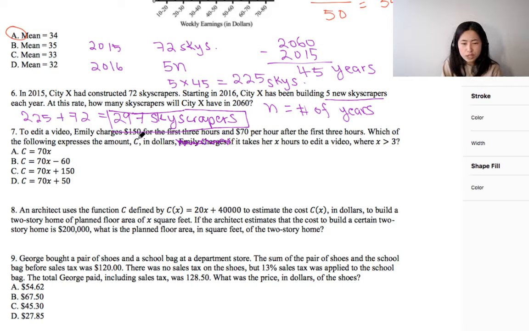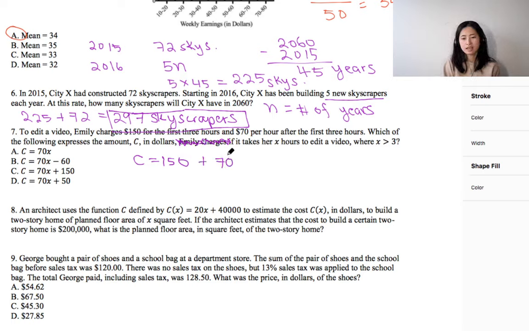Okay, so because they're saying that it's $150 for the first 3 hours, we can just say C is C of X, because it's a function of X. They're saying that you need to pay $150 for the first 3 hours, so no matter what, you're paying $150 if you're interested in her service. So that means you have 150 right here, and this is going to be plus 70.